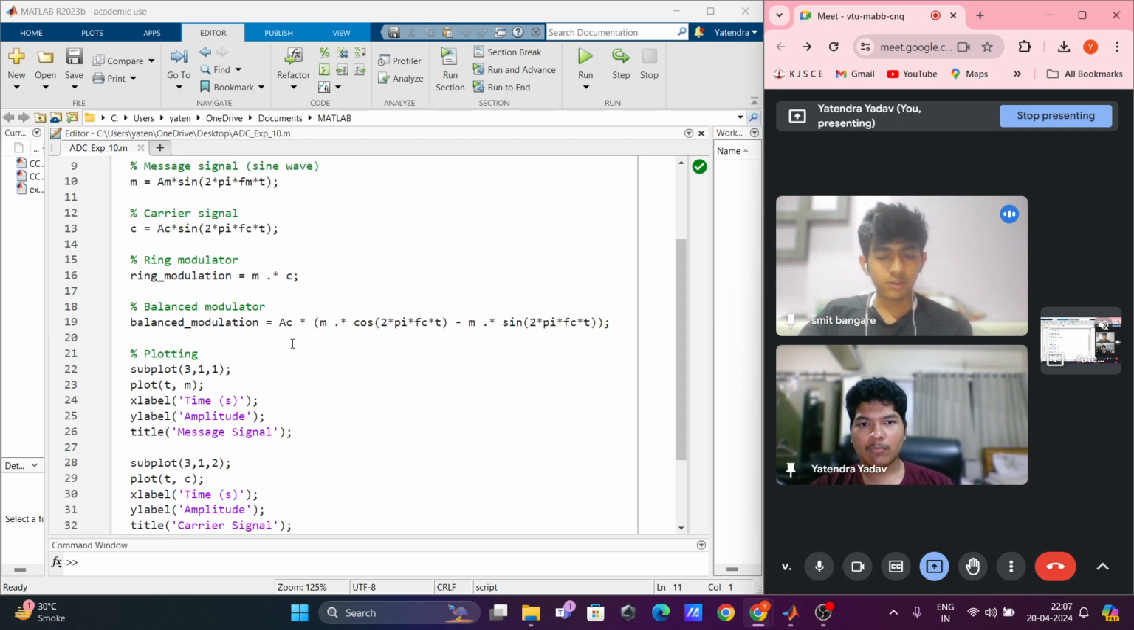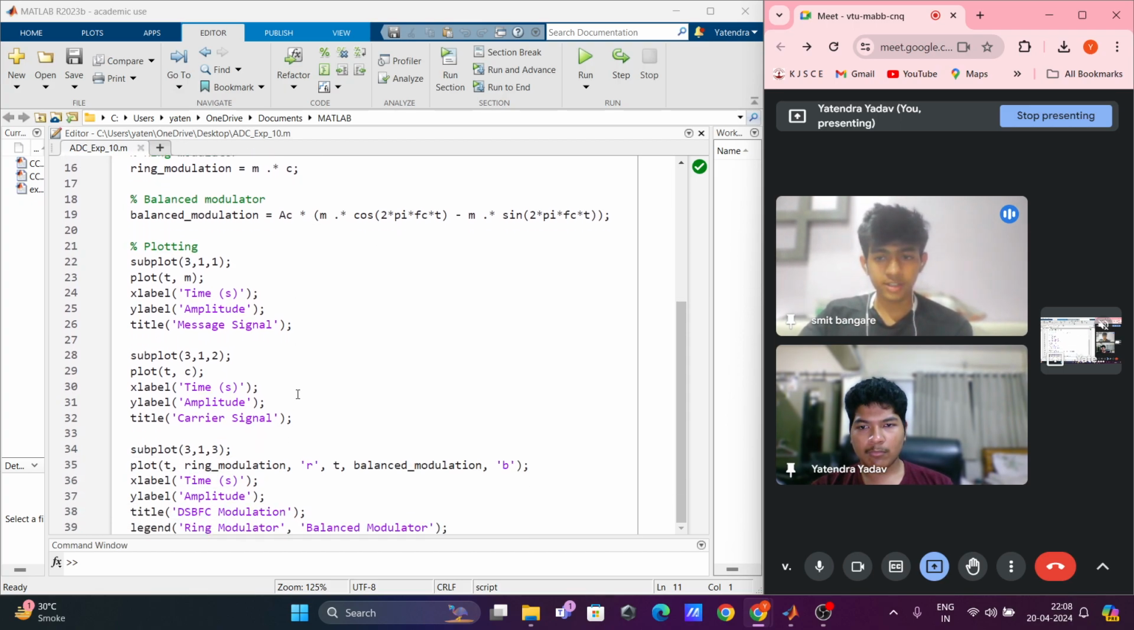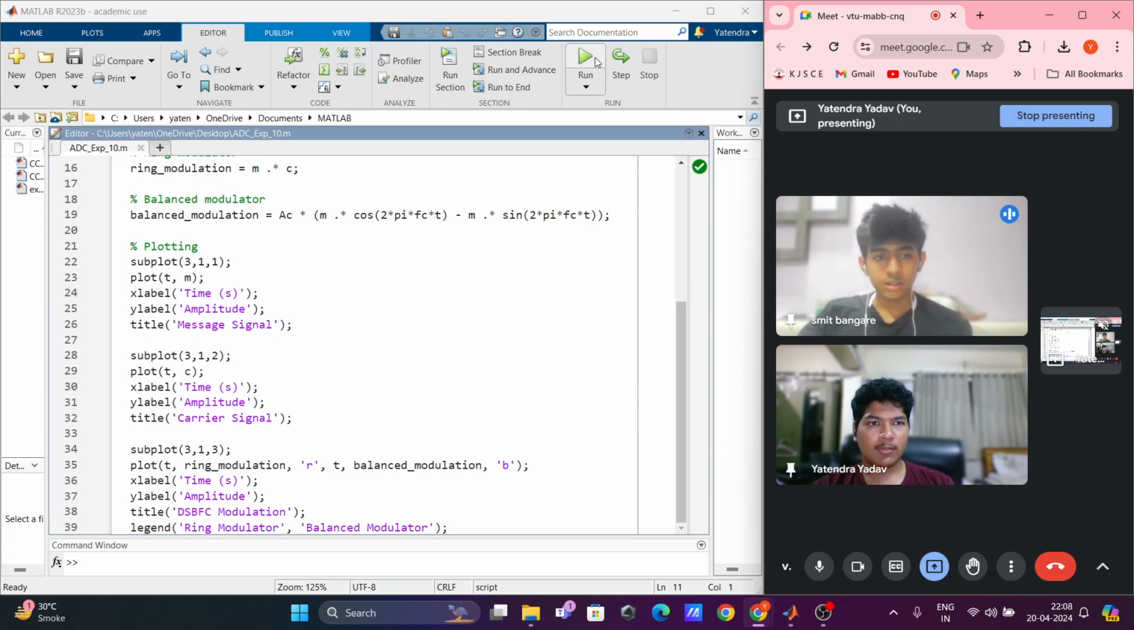For plotting, we plot the message signal, carrier signal, and the modulated signals. The first subplot shows the message signal. The second subplot shows the carrier signal. And the third subplot shows the ring modulated signal in red and the balanced modulated signal in blue. Can you show the output? Yes, yes.